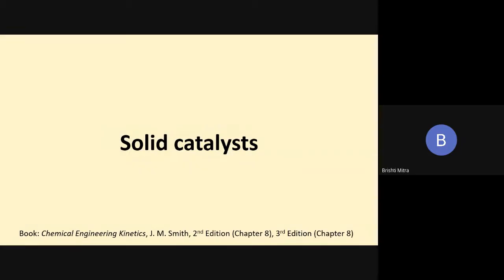Okay, so this is our next topic, which is solid catalysts. And again, you'll find the material of this chapter in James Smith, Chemical Engineering Kinetics. If you have the second edition, then this is in chapter 8, and if you have the third edition, that is also chapter 8.